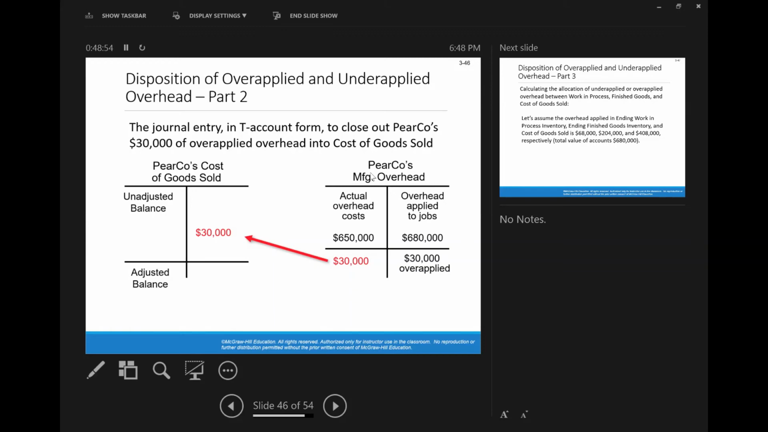Okay, y'all understand that part. Then I have to move it over to cost of goods sold because that's where I'm putting it. The whole thing's getting absorbed to cost of goods sold. So I'm debiting overhead and I'm crediting cost of goods sold. That's going to be my journal entry. So this is just showing you the T account, what's happening.